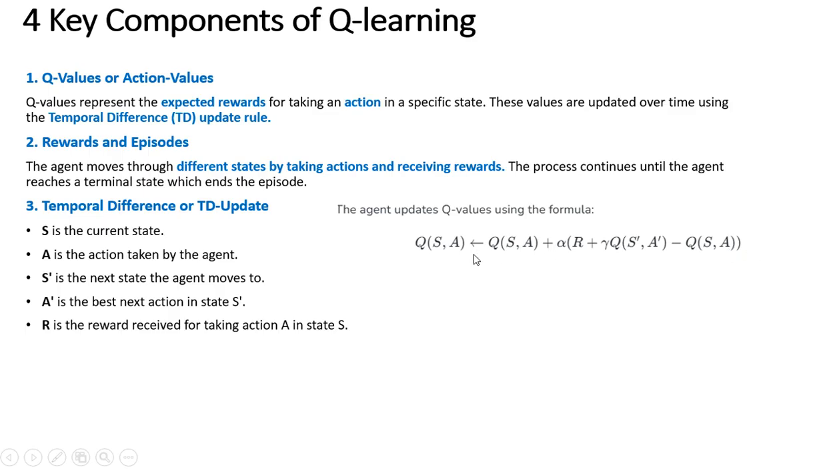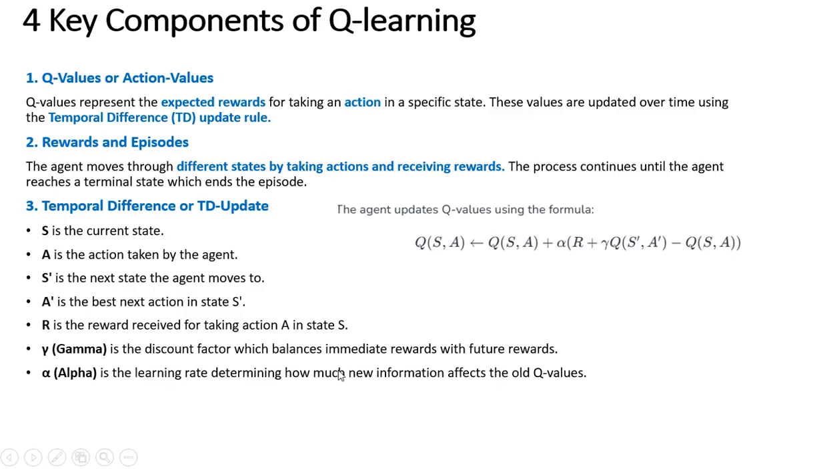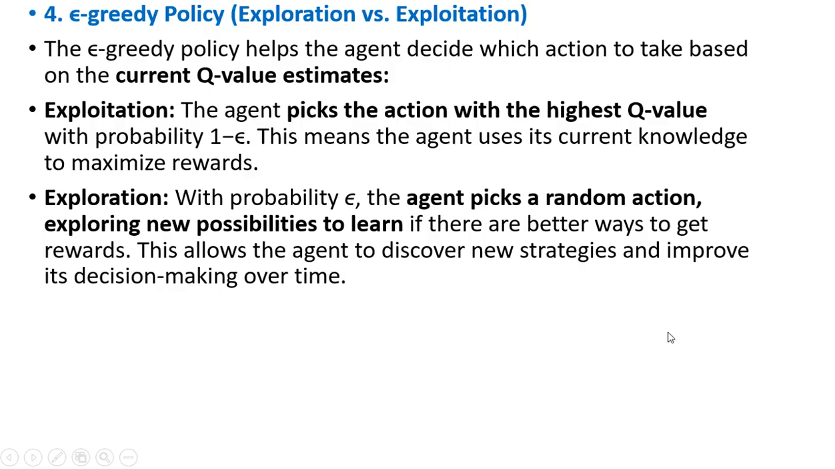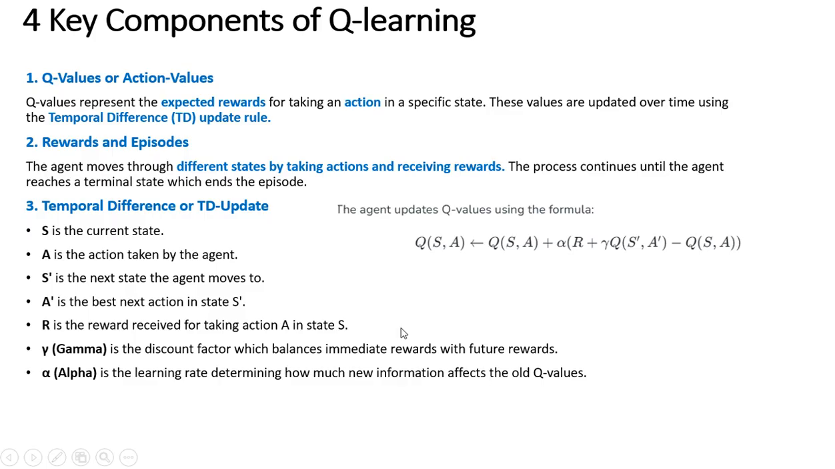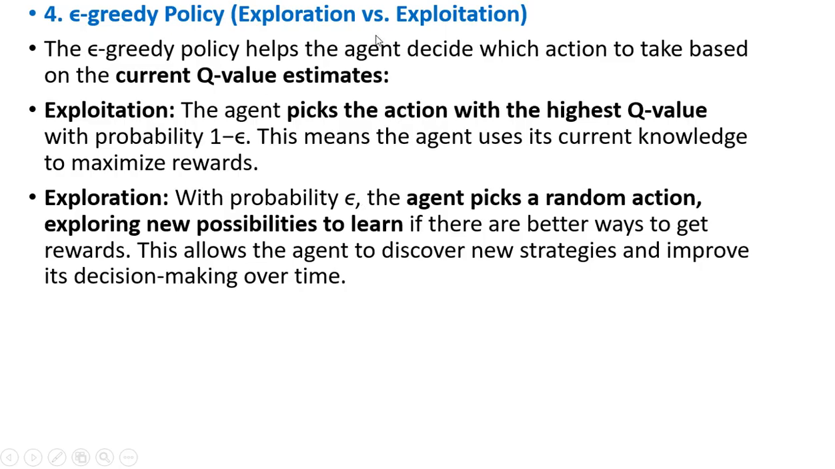where S is the current state, A is the action taken by the agent, S' is the next state, A' is the best next action in the state S', and R is the reward. Gamma is the discount factor, basically giving a balance between immediate rewards and future rewards, and alpha is the learning rate. Now the fourth component of Q-learning is the epsilon greedy policy.